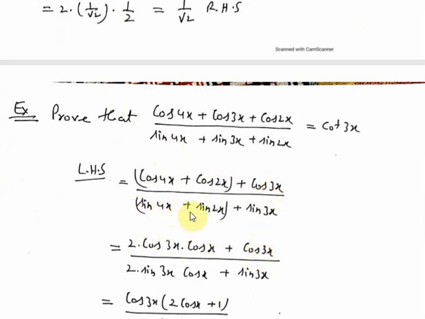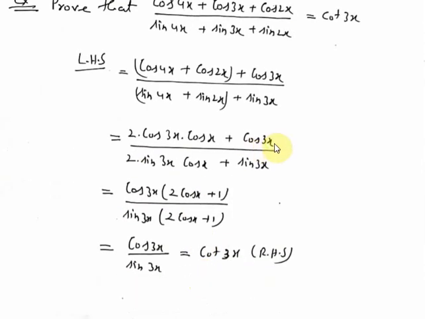Now sin 4x plus sin 2x. So the sin A plus sin B identity we will use here, and in product form it comes 2 sin (angle addition) upon 2, 4x plus 2x, 6x divided by 2, 3x comes, and now cos (angle subtraction) divided by 2, 4x minus 2x divided by 2, only x comes. So after that, in the numerator cos 3x is common, we take cos 3x. In the denominator sin 3x is common, we take sin 3x as common. Now 2 cos x plus 1 is cancelled with this 2 cos x plus 1. Only cos 3x in the numerator and sin 3x in the denominator remains.